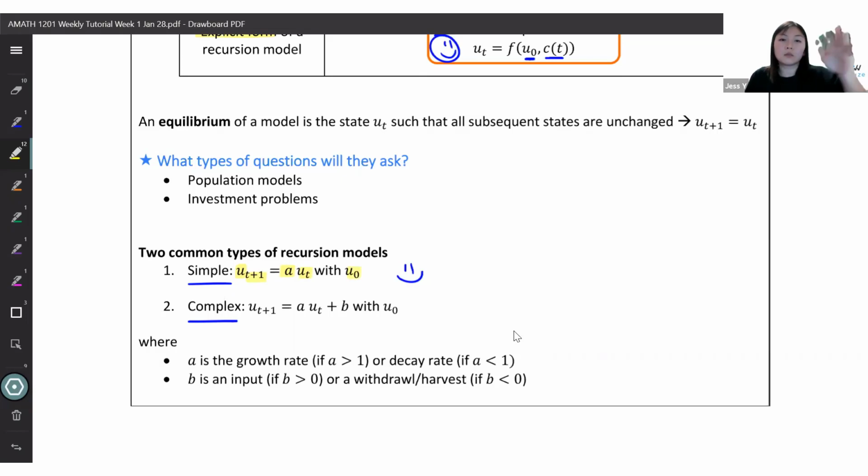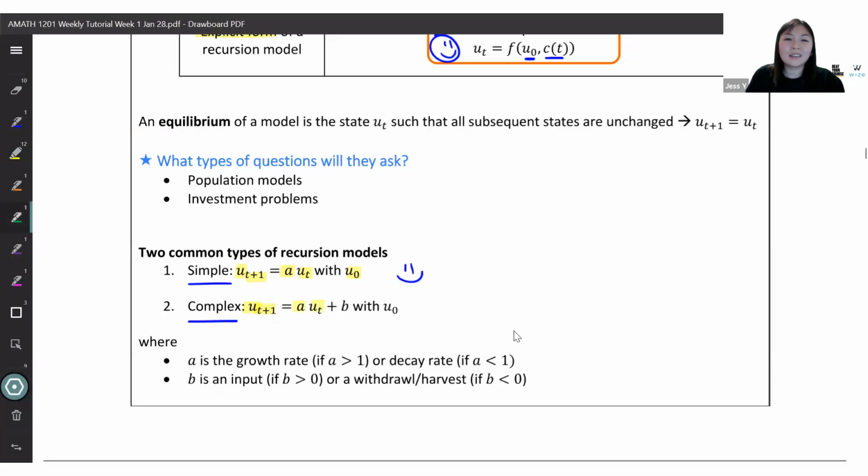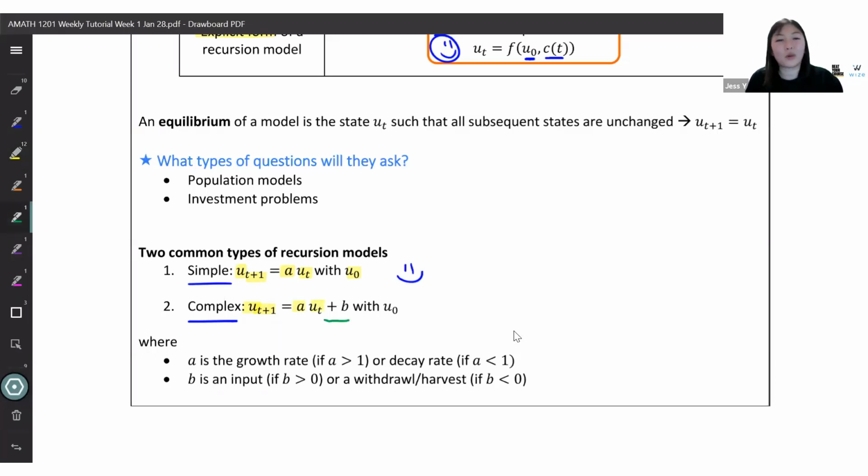These ones are super nice. We'll look at them in just a second. And then what happens is the instant they add a b, so it's the same equation, u sub t plus 1 equals a times u sub t, but now they're adding this evil little b, it becomes more complicated, okay?